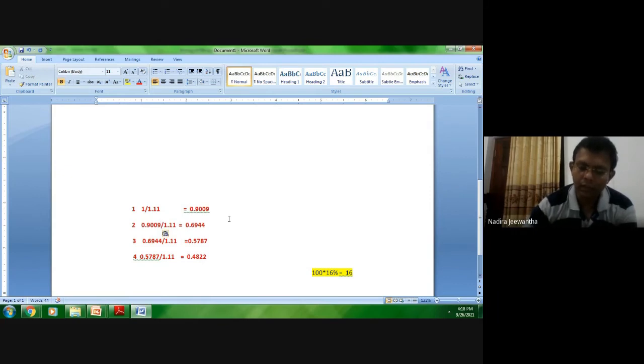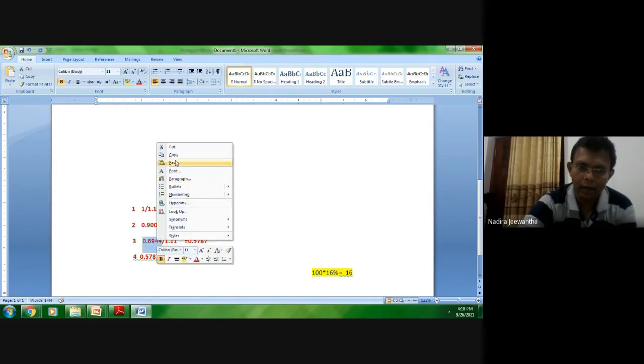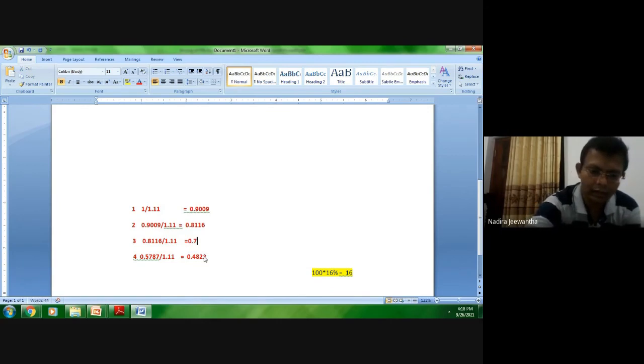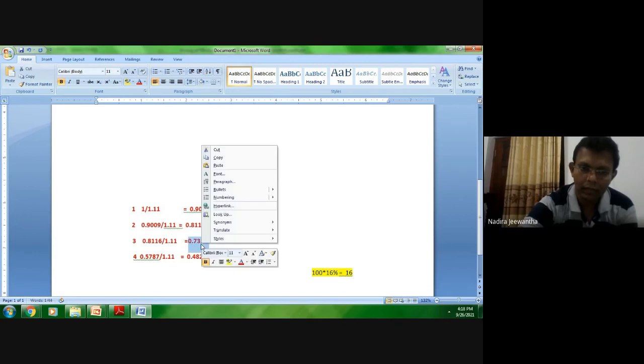Sorry, 909 divided by 1.11, that is 8116, and this you take into here and has to be divided by 1.11. So answer should be 73.7311, and you take here.